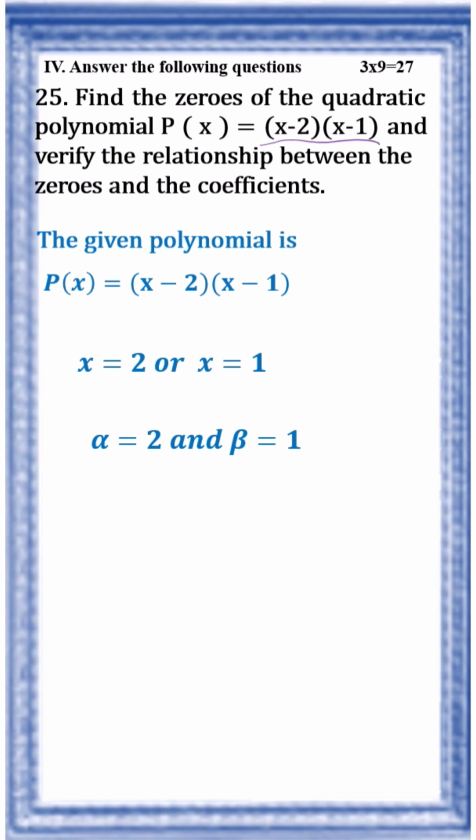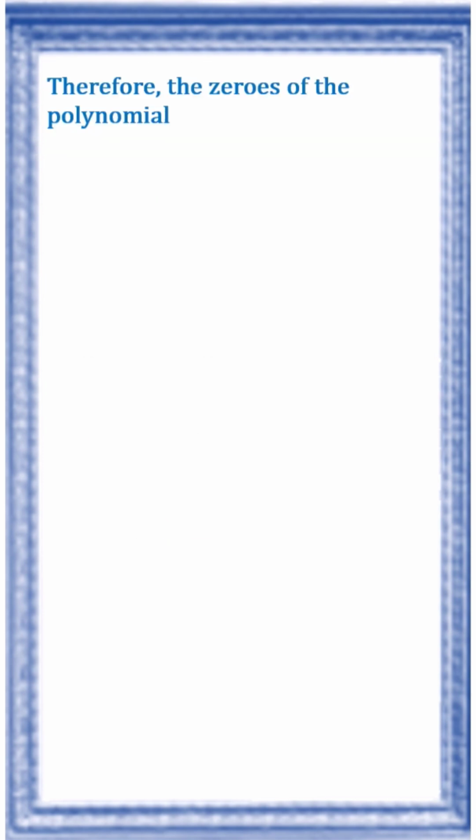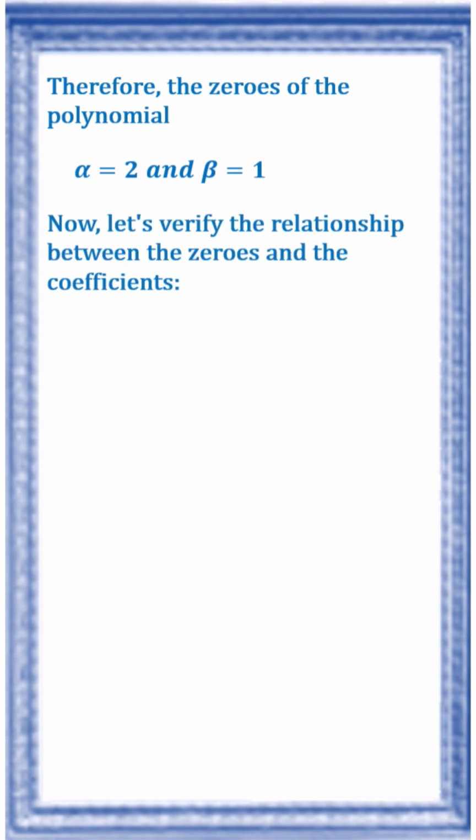Now we have to write the polynomial in the standard form, which is x square minus 3x plus 2. If you multiply this and this, you will get this one. Therefore, the zeros of the polynomial we already found: alpha is equal to 2 and beta is equal to 1. Now let us verify the relationship between the zeros and the coefficients.